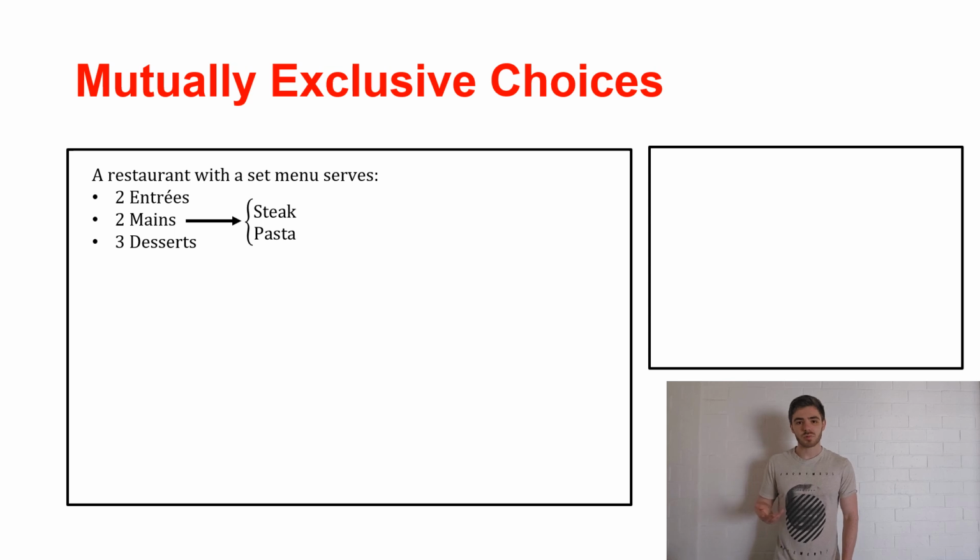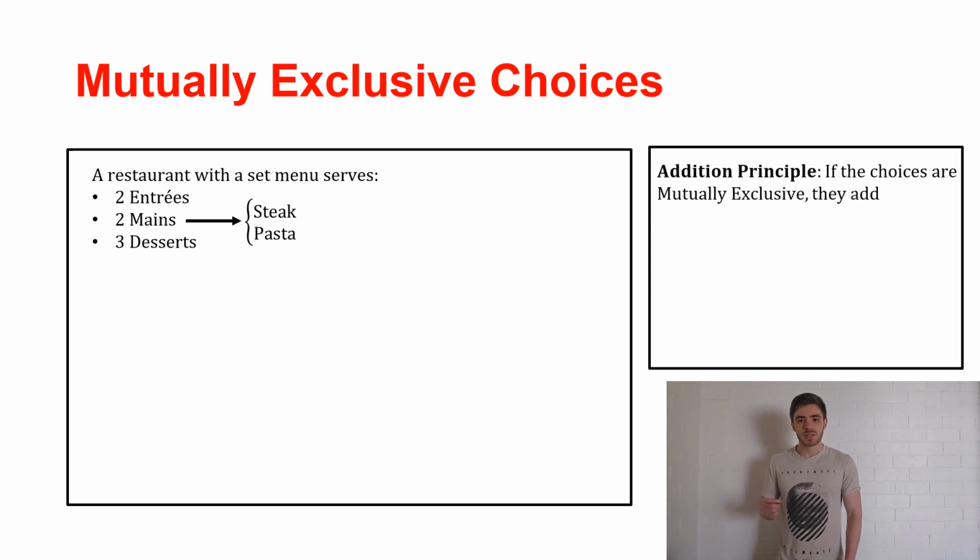This is the type of scenario where the addition principle applies. If you can only make one choice out of a set of groups, then the total number of possible choices you could make is just the addition of all choices within those groups. Sometimes exam questions will dress it up a little bit to make it look different, but really the underlying math is the same sort of thing.